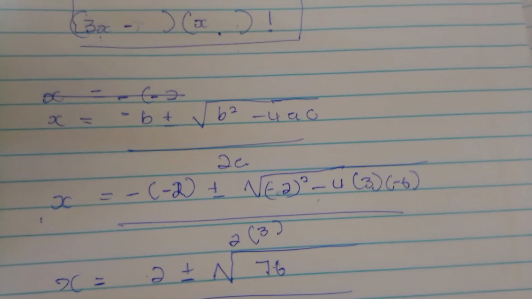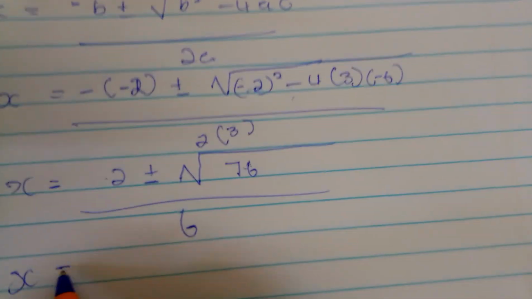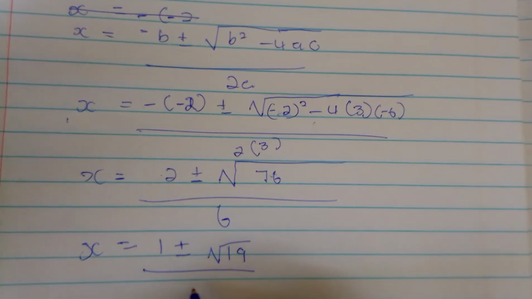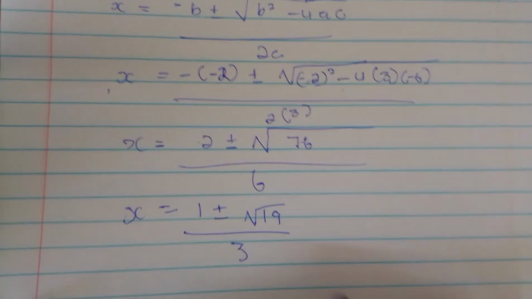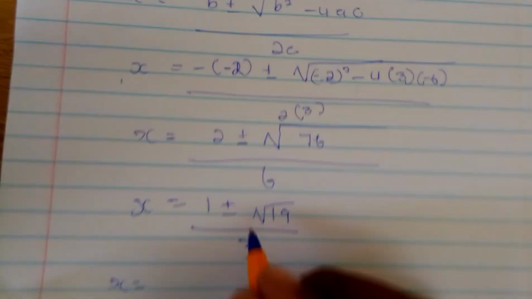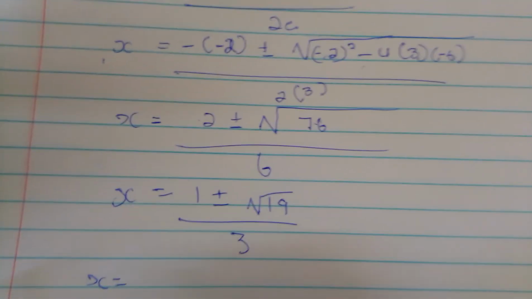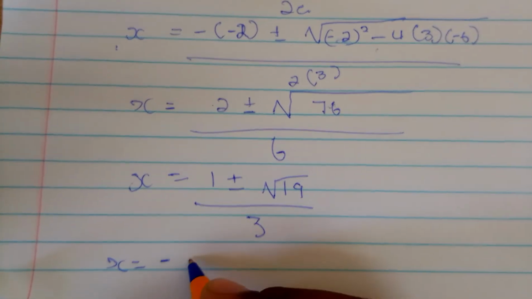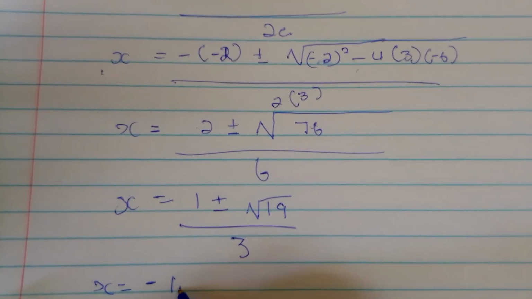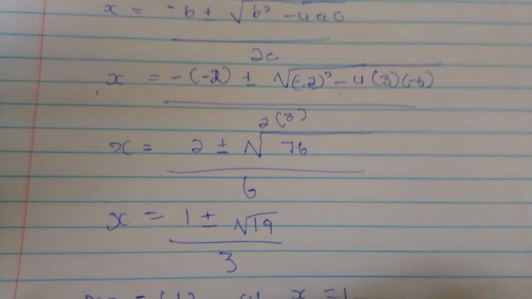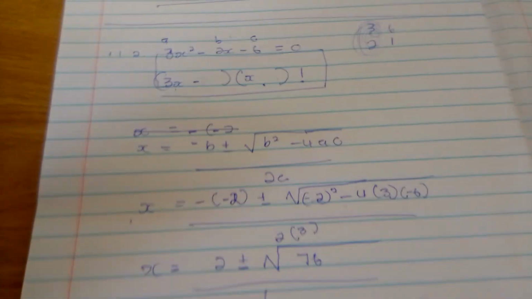Okay, then from here you can use a calculator. So if I'm not mistaken, you're going to have 1 plus or minus the square root of 19 divided by 3. Then you can write your answers. Most of the time they like saying 2 decimal places or 3 decimal places, but most of the time it's 2 decimal places. We're going to have x is equal to negative 1.12, or x is equal to 1.17. Okay guys, that is our 1.1.2.